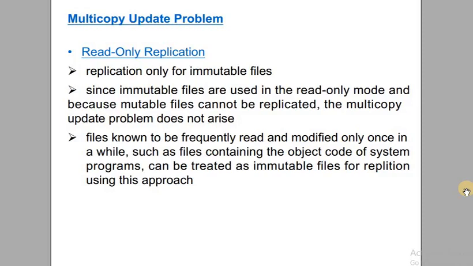Then, files known to be frequently read. I'm reading the last point. Files known to be frequently read and modified only once in a while, such as files containing the object code of a system program, can be treated as immutable files for replication using this approach. There are various system codes and code snippets we have that will never be changed, right? There is a very small chance of changing that particular code, so those can be treated as immutable files. Only once in a while changes may occur, and then a new version can be mentioned with the file, and there is no problem with that. So that particular concept is mentioned here.